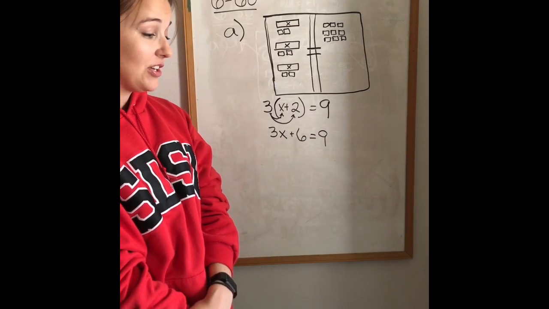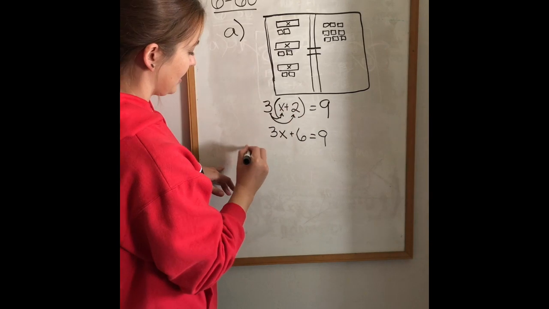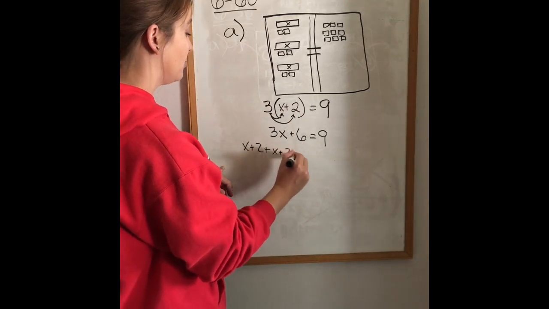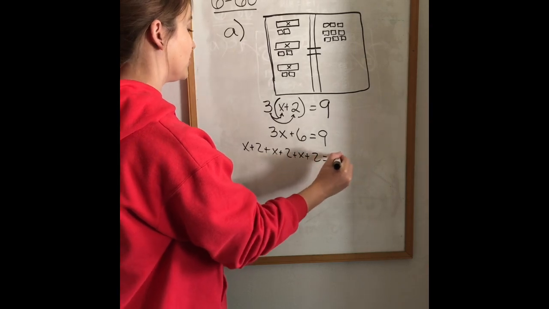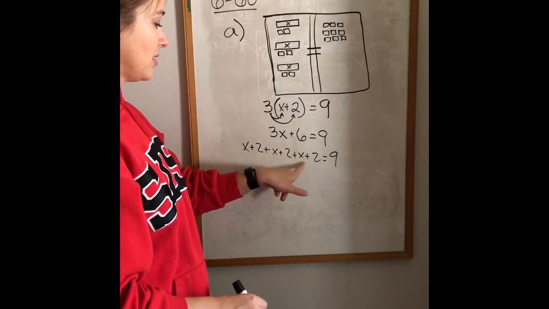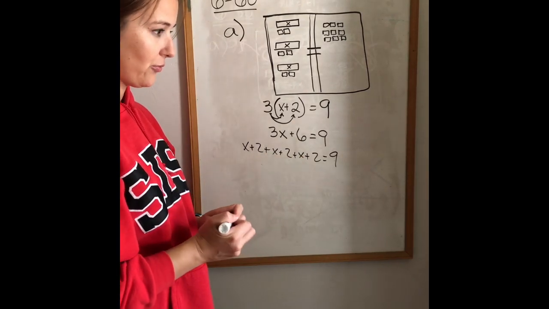I actually found a different way that you could have done it, and if you did it this way, that's fine too. It's kind of the longer way. I did x plus 2 plus x plus 2 plus x plus 2 equals 9. Still the same thing. We've got 3 x's, and we've got 6 ones on this side, so that could also be an alternative way you could have written it.